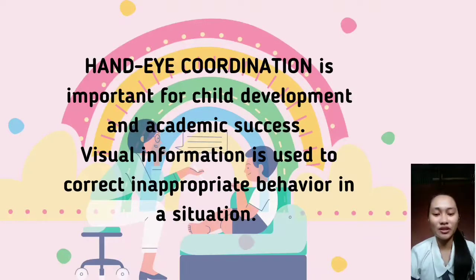Hand-eye coordination is important for child development and academic success, and is equally important among adults, who use it in countless activities on a daily basis. Obviously, visual information is used to correct inappropriate behavior in a situation.